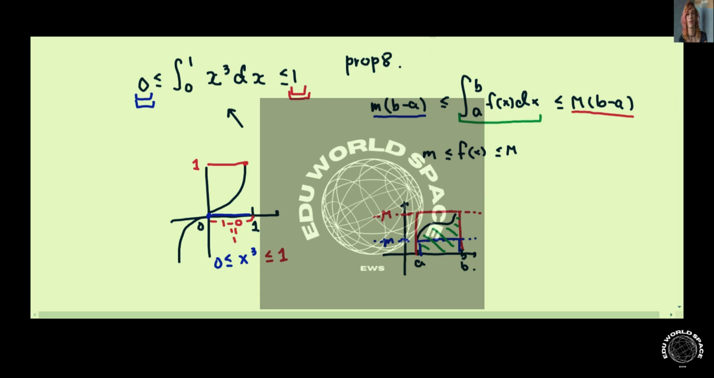So to be a little bit careful here, I can say that this is 0 times 1 minus 0, less than or equal to the integral from 0 to 1 of x cubed dx, less than or equal to 1 times 1 minus 0, which basically represents the area of the blue rectangle and the area of the red rectangle, which are sandwiching the area of x cubed. And this is how you prove this statement using property 8.